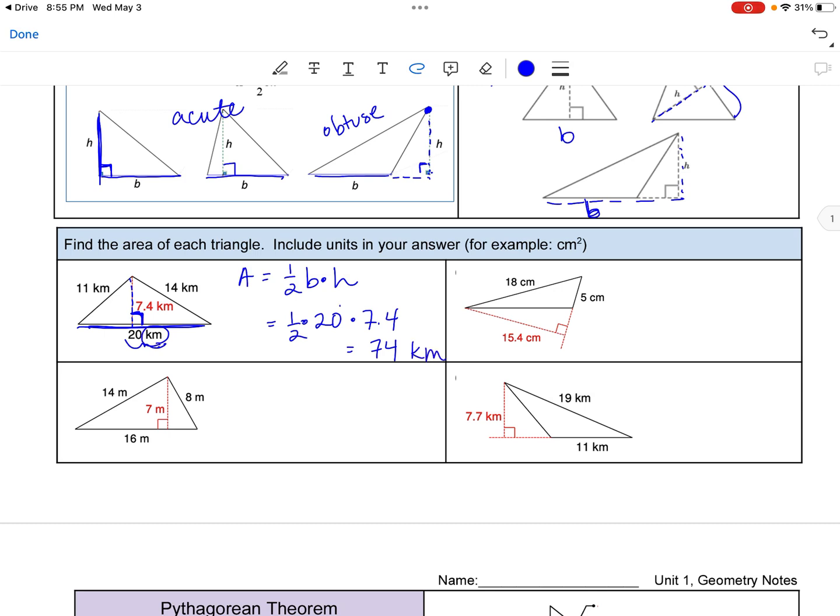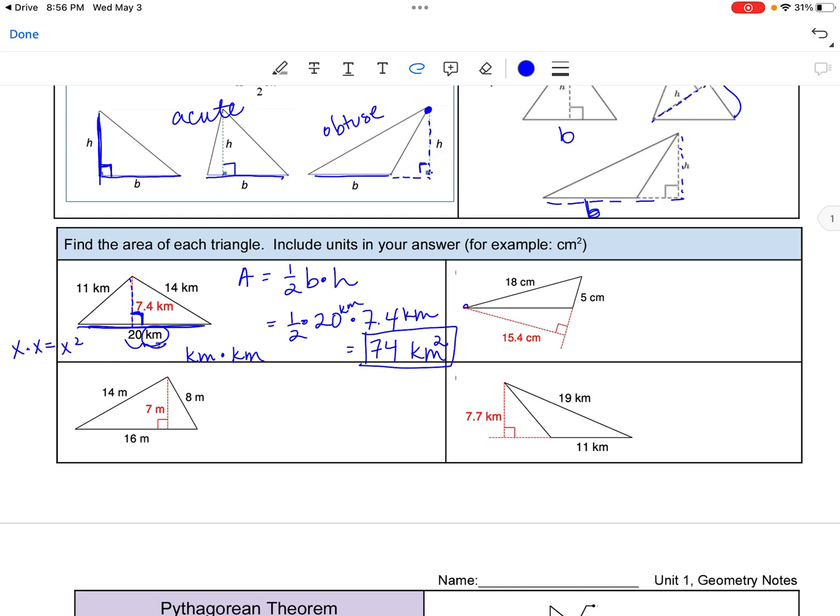Now because you're doing 20 kilometers times 7.4 kilometers, the units are kilometers times kilometers. And just like when we do x times x and we get x squared, kilometers times kilometers gives us kilometers squared. So anytime you're finding the area of a figure, the units will be squared. So kilometers squared, centimeters squared, inches squared, that kind of thing.